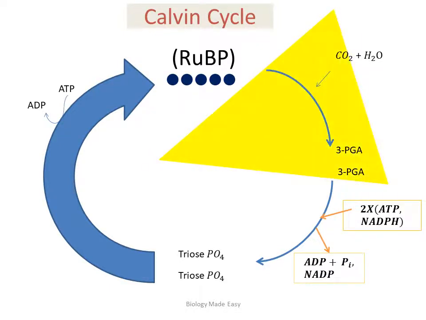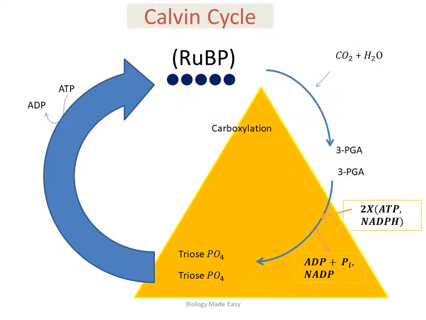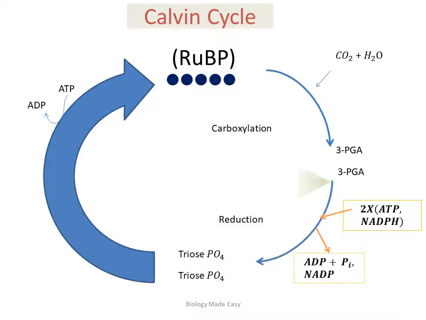This part of Calvin cycle is the carboxylation part, where RuBP is carboxylated. This portion of Calvin cycle is the reduction part, where 3-PGAs are reduced to triose phosphates. And this portion is the regeneration part of Calvin cycle.